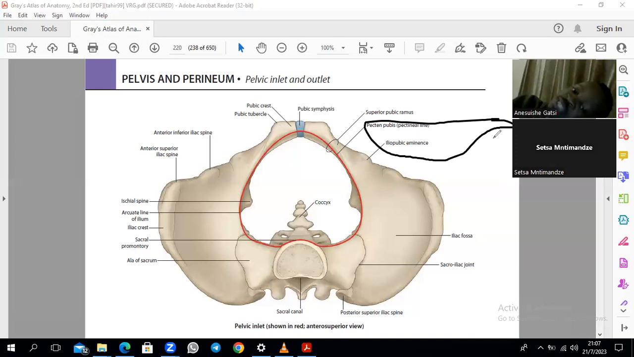It also poses difficulty in smooth delivery, but there will be delivery. Android, the male one, can cause obstructed labor. The one that is very clean and less likely to have complications of delivery is going to be the gynecoid pelvis. I'm not sure if I answered your question.